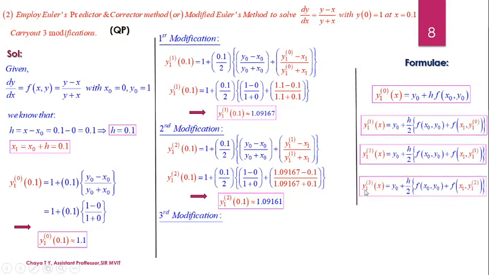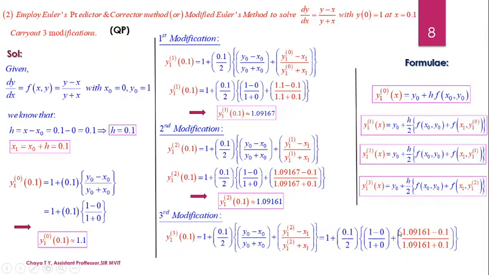See, the formula is y1 of 3 at the value of x is given by y0 plus h by 2 into f of x0 y0 plus f of x1 there with the value of y1 from the second modification. So we are going to get it as y1 with the third modification is equals to y0 plus h by 2 is 0.1 by 2. Then substitute for the expressions. And now I am going to substitute the values here. It is 1 plus h is 0.1 by 2. Y0 is 1, x0 is 0 plus y1 of 2 is 1.09161 minus x1 is 1.